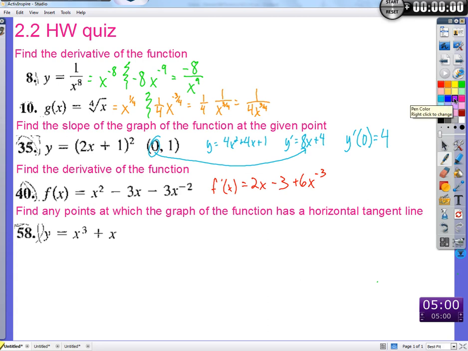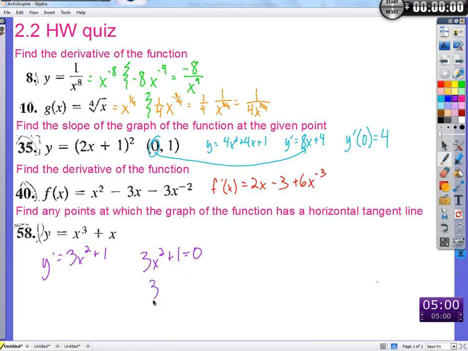Okay, find any points where the graph of the function has a horizontal tangent line. So we should turn that into a derivative. We should not be shy about taking the derivatives. y prime equals 3x squared plus 1. A horizontal tangent line has slope 0. Since the derivative is the function that tells you the slope, we want to find all points where the slope is 0, because that's the slope of a horizontal line. This becomes a very handy little trick very often throughout the year.